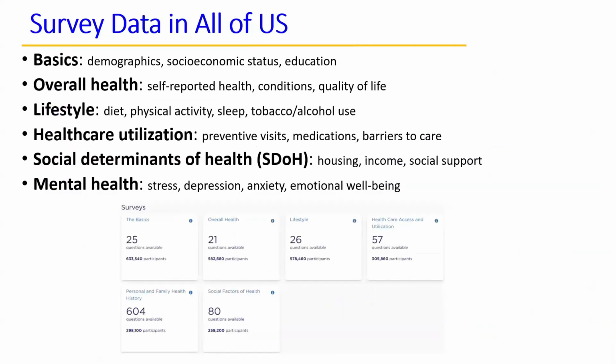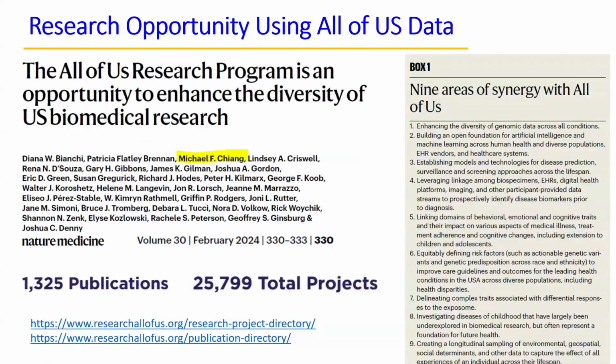The survey data is, I feel, a unique feature of the All of Us database, and it's pretty rich. It includes basic survey data covering demographics and socioeconomic status, overall health and lifestyle, healthcare utilization, social determinants of health, and mental health. Also, because the surveys were used at different stages of the study, the number of patients with data is different. All of Us is really field-rich data and a huge opportunity to do clinical research.